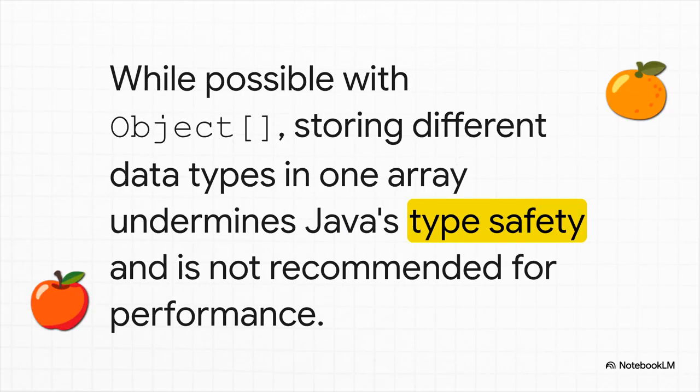Now this is a tricky one. Java lets you create an array of Object and just toss whatever you want in there. A number, some text, you name it. But just because you can doesn't mean you should. This is chaos. It totally defeats the purpose of Java's strong type system. It makes your code a mess, forcing you to constantly check what kind of thing you're pulling out. And yeah, it can really slow things down.